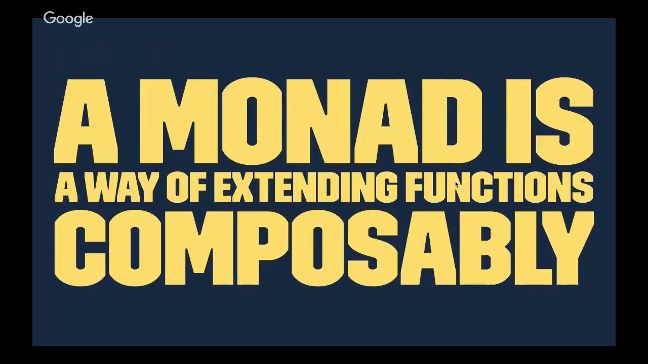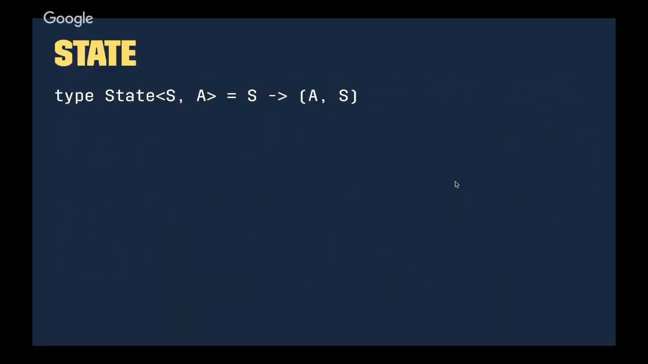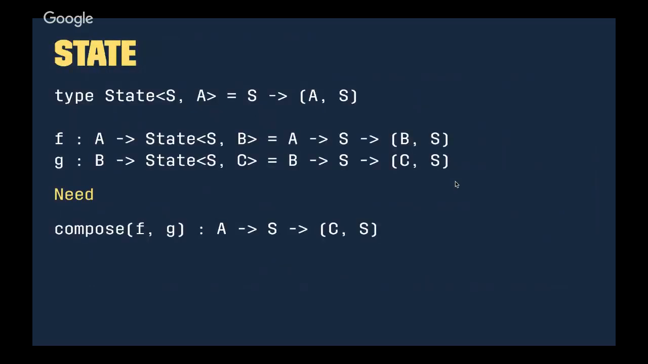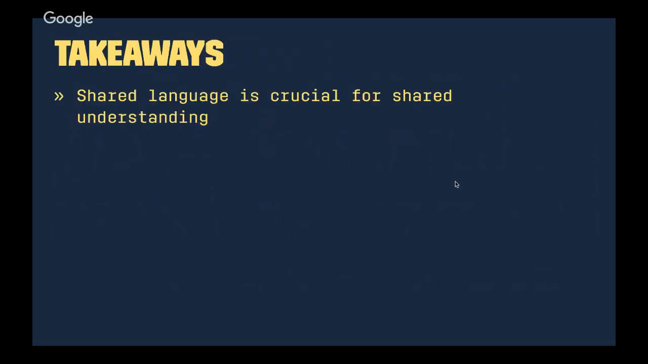But the important thing is a monad is just a way of extending functions composably, right? It's the structure that you need to be able to compose stuff together. I'm not going to do state because I think we've got enough. State is an interesting example if you want to work through it at some point. Takeaways. So let me step back here for just a second.